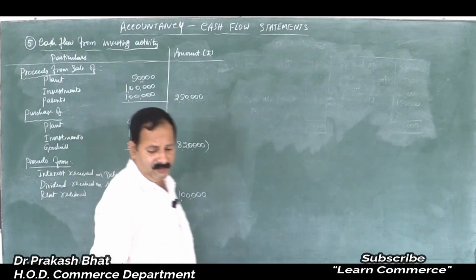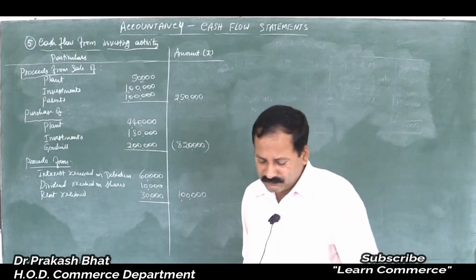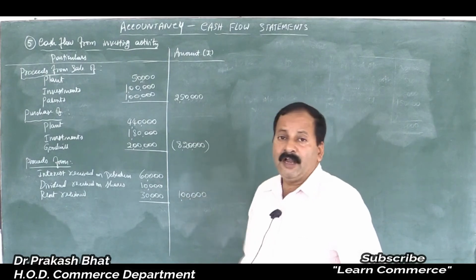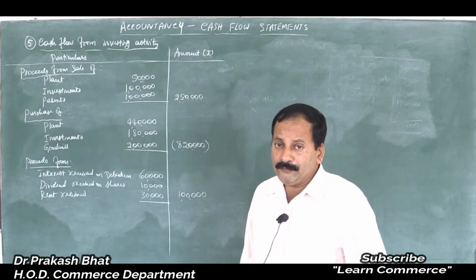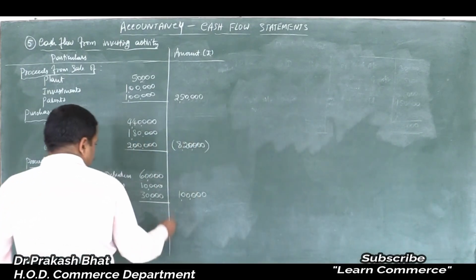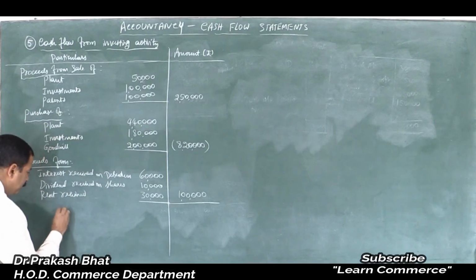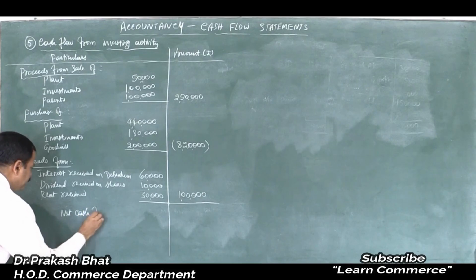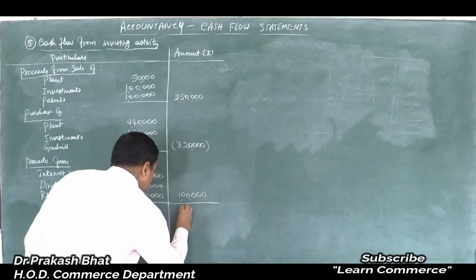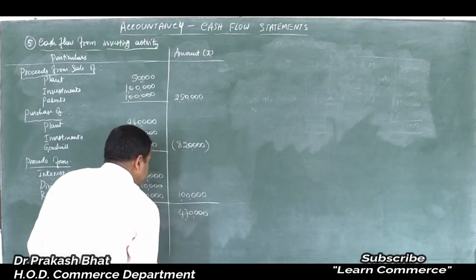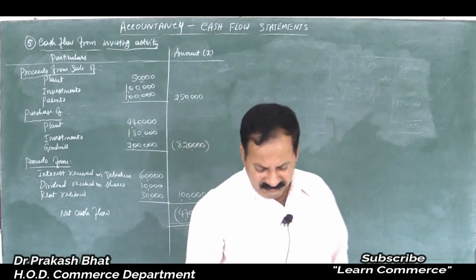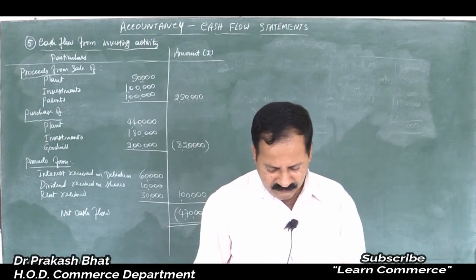Now compare. Add 250 plus 1, so it will be 350, and deduct 8,20,000 from this. Ultimately there is a negative flow. Am I correct? So you have to write net cash flow negative. Net cash flow is 4,70,000. Is it correct? That is negative. Put it within bracket. Correct? Yes.